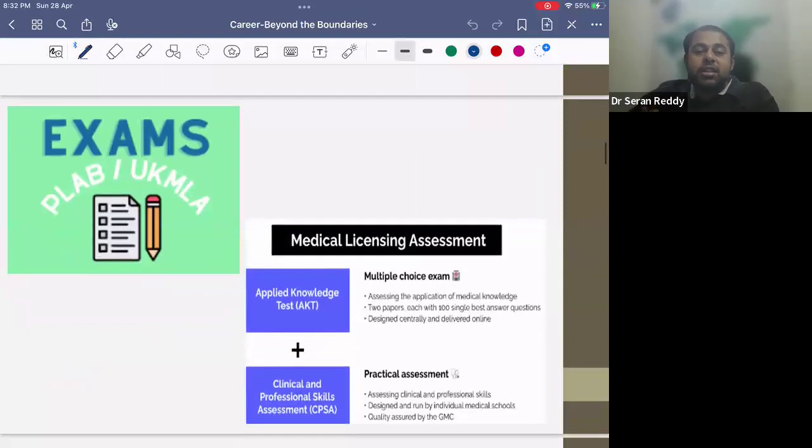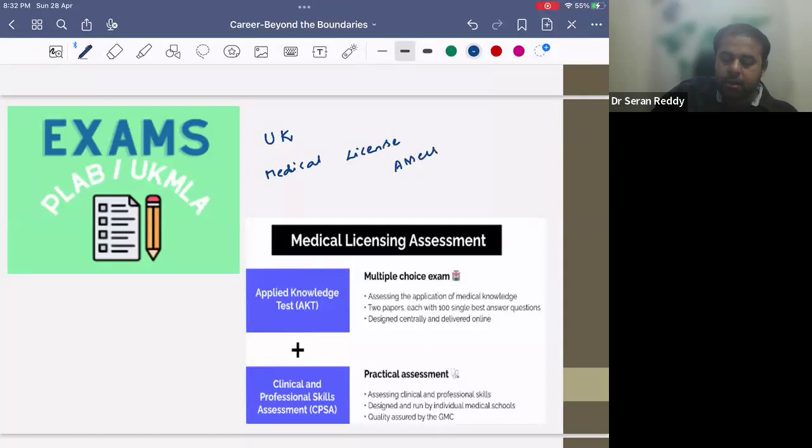But with the recent transition from May 17th, 2024, that is less than 20 days from now, PLAB is officially transitioning to UKMLA, the United Kingdom Medical Licensing Assessment. So this is different from USMLE.